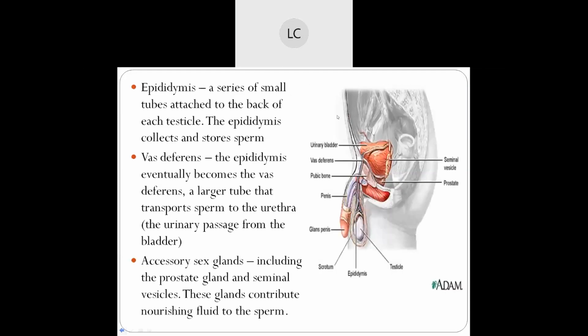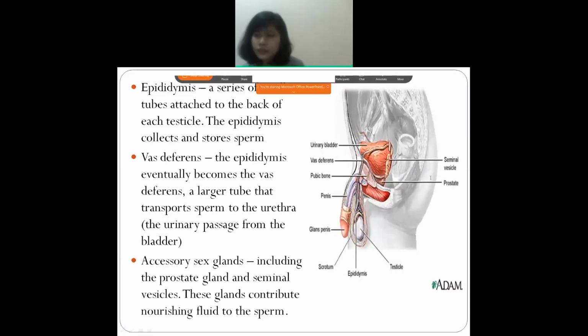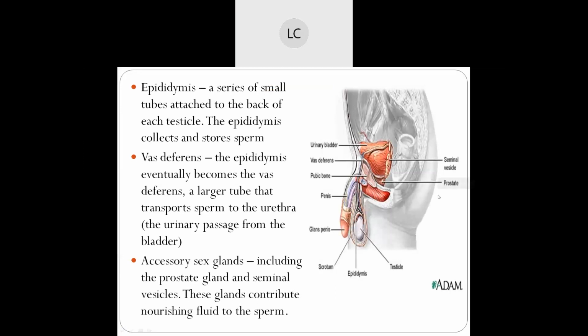Is it clear? Is it clear, everyone? Yes, is it clear to you about these parts, epididymis and vas deferens and accessory sex glands? Repeat again. All the parts? No, only the vas deferens and accessory.